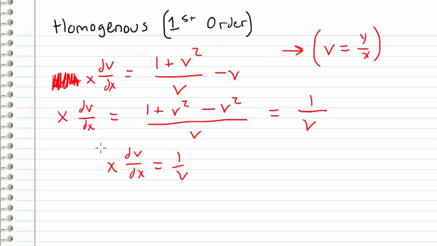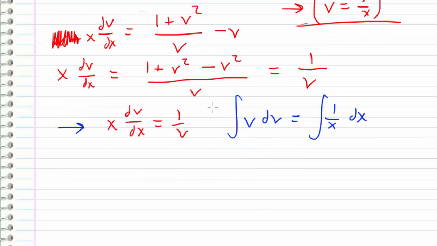And now I can see why this idea of a homogeneous differential equation with this change of variables is important, because we basically turned a nonlinear differential equation that we started with into a separable one, because this is separable. I can multiply this v over and I get v dv is equal to 1 over x dx, and now I can just straight up integrate both sides. And when I integrate v, what I get is 1/2 times v squared, plus a constant of integration. And when I integrate the right-hand side, what I get is just the natural log of x.